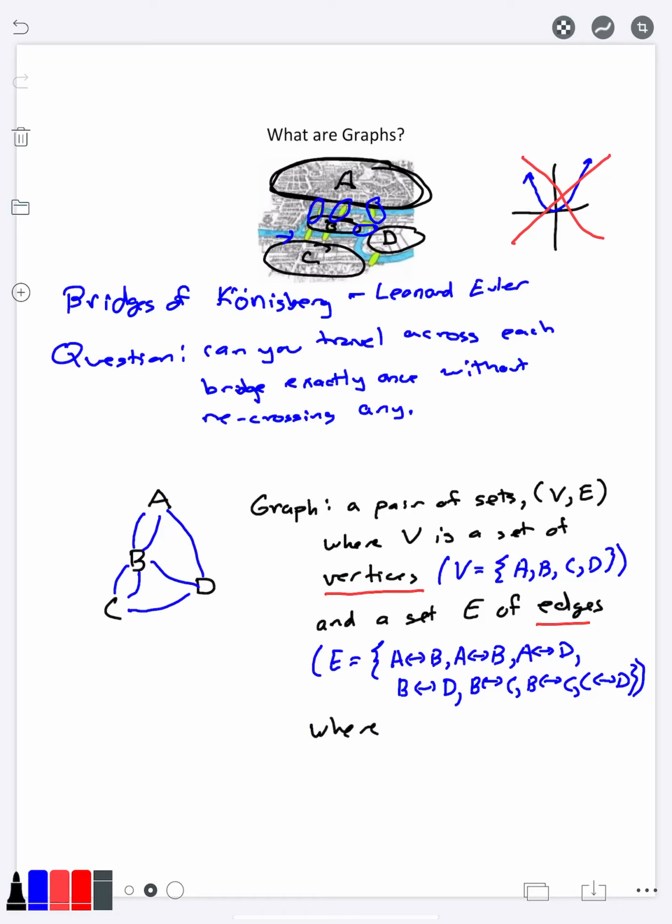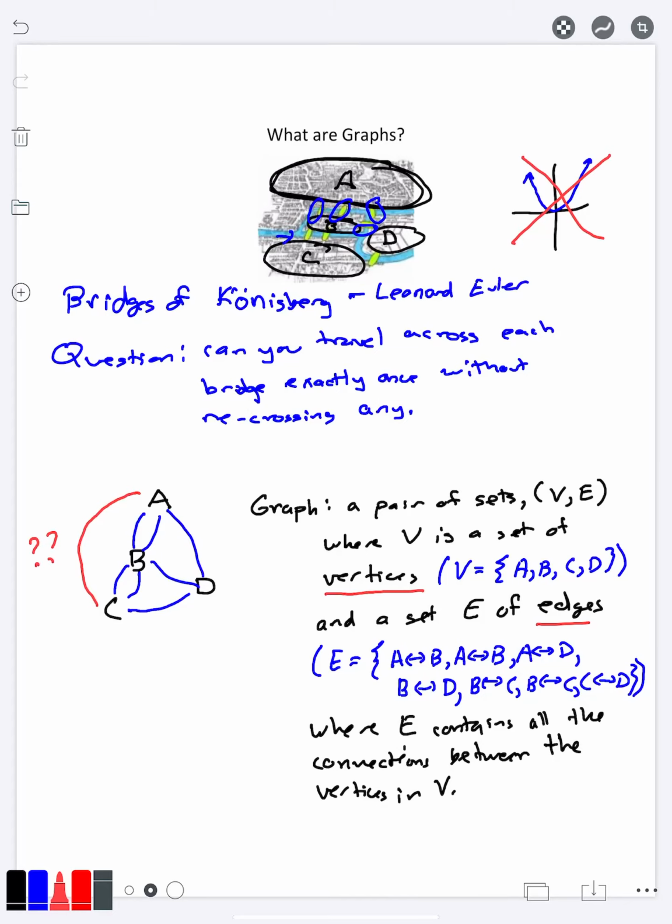where E contains all the connections between the vertices in V. And I want to point out something here. A graph can have lots of edges, but it doesn't have to have every possible connection. And if you look at this graph right here, notice that there is no direct connection from A to C. There's nothing there. So you don't have to have every possible connection.